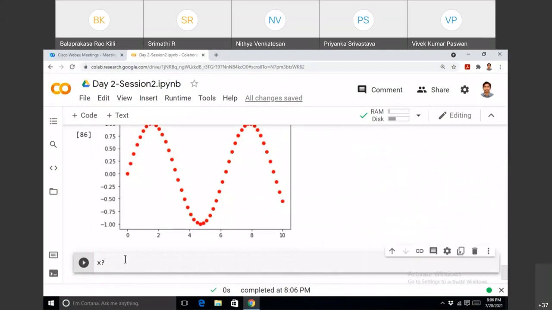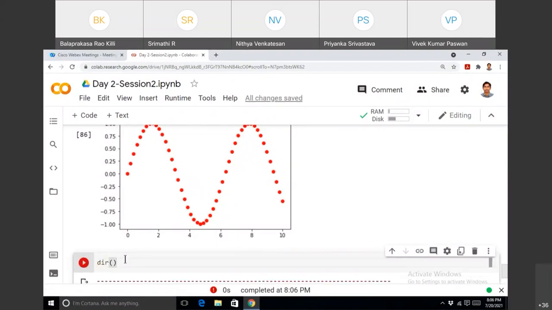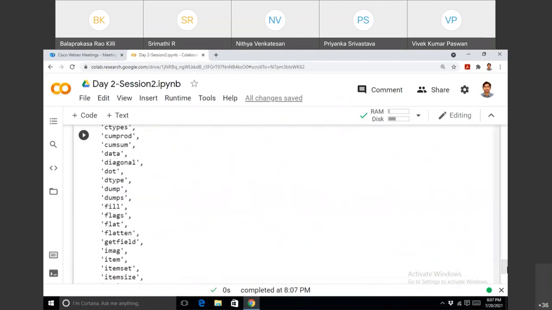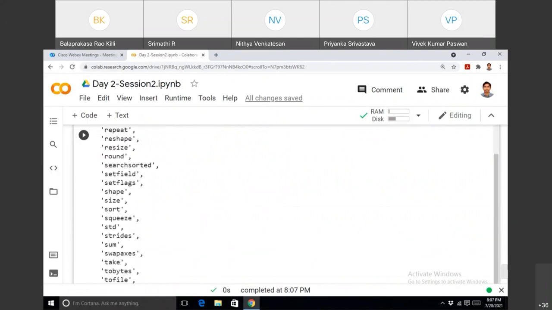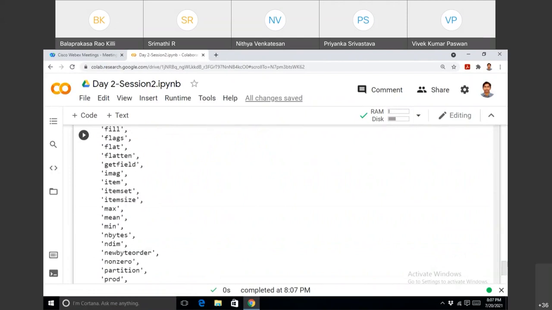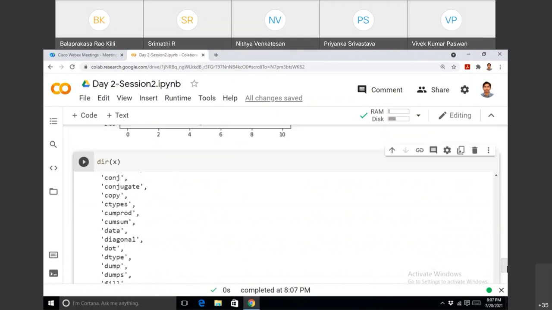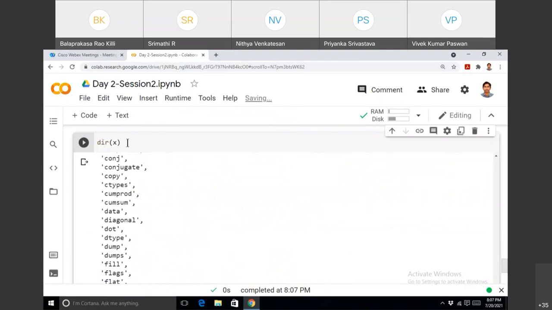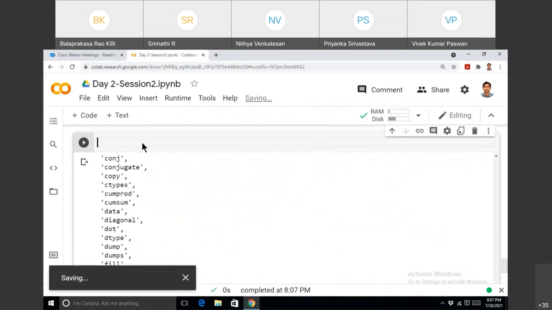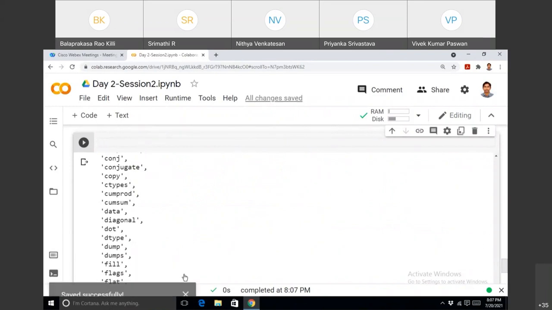If you apply dir, then it will show you what functions can be performed on this. Let me give small x. You see, these are the functions that can be performed on this NumPy array. You can perform transpose, convert to list, reshape, repeat. There are many functions. I have skipped many things because it's difficult to cover all of these. Simply using the dir command, it will tell you all the operations that can be performed on this one. Your system is running out of battery. You need to recharge it.